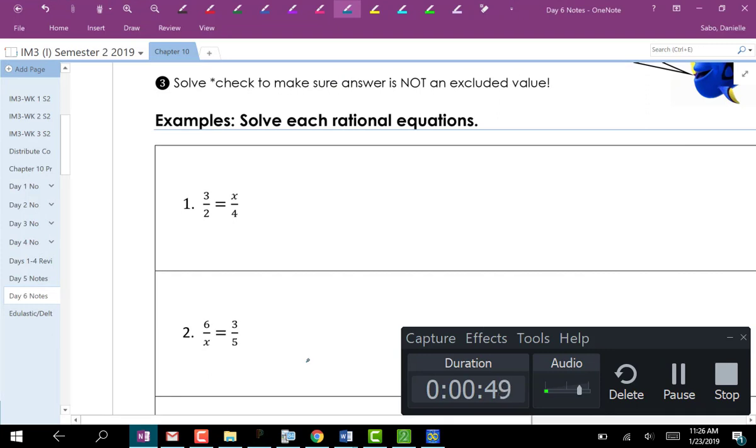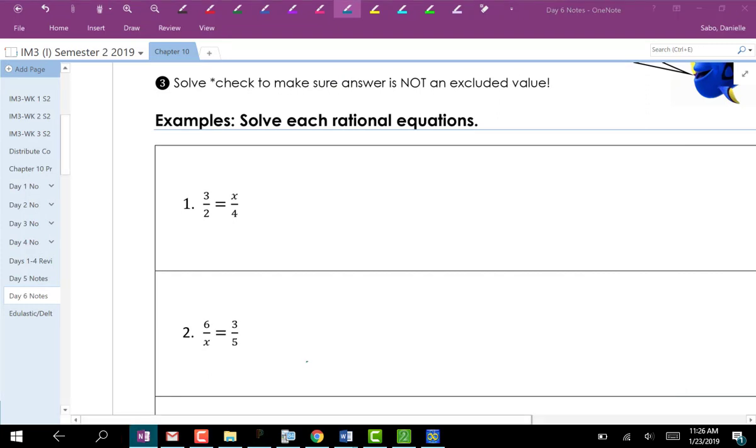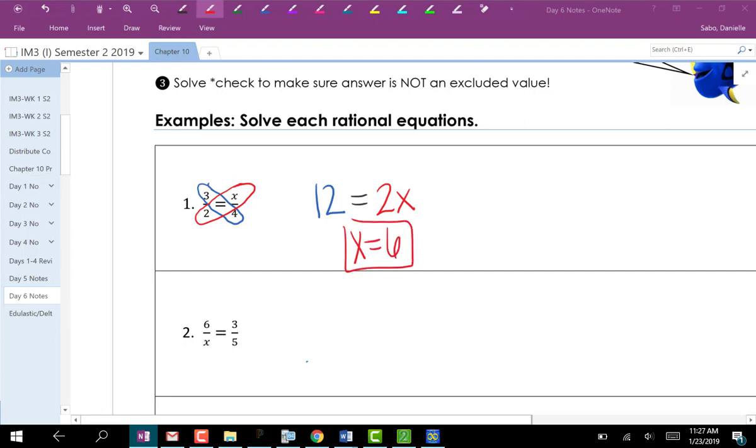Okay, we're going to cross multiply. So I'm going to have 3 times 4, which gets me what number? 12. And then my equal sign. And then I have x times 2, which gets me 2x. Look how easy that is. Now what do I do to both sides? Divide by 2. And I get x equals 6. Very good. That's it. That's how easy this is.